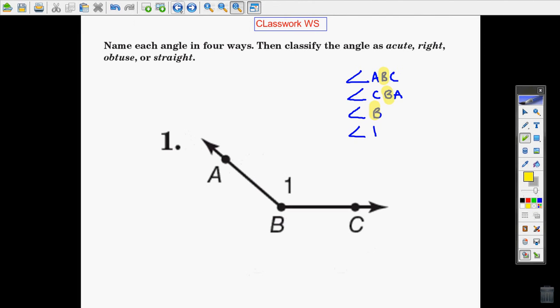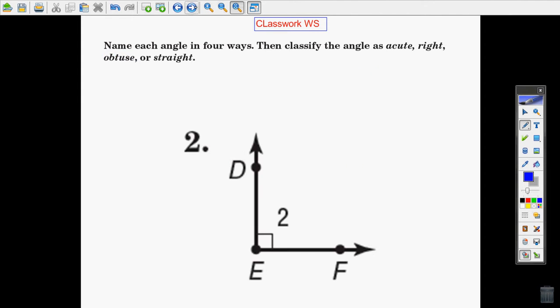Oh, let me go back there. One thing we forgot to do is to classify it, excuse me. This is going to be an obtuse angle. Obtuse. And why? Because it's greater than 90 degrees.